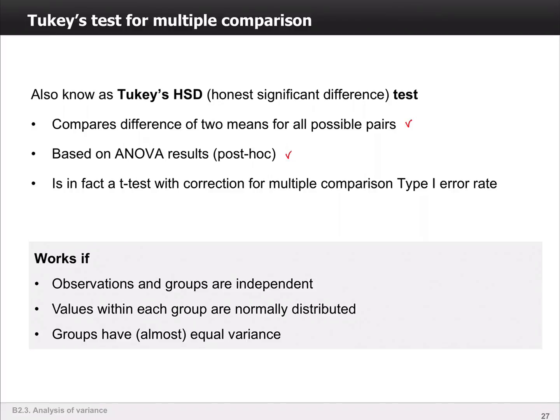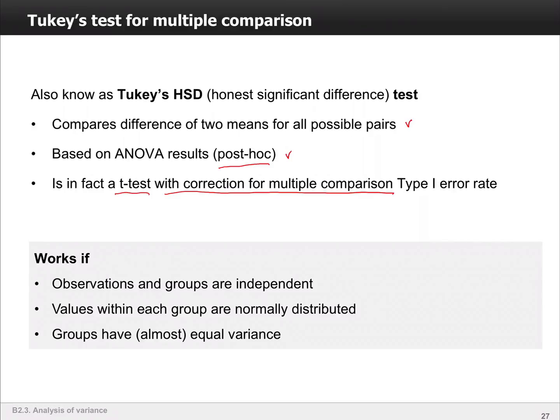Tukey's test is based on ANOVA results, so it doesn't calculate anything new. It means that you don't have to provide the values. It will use all ANOVA results to calculate the pairwise difference. Because of this, it's sometimes called a post hoc test, as it depends on the previous test. You can find out that, in fact, Tukey's test is very close to the t-test, but it has a certain correction for the multiple comparison. We will discuss which one.